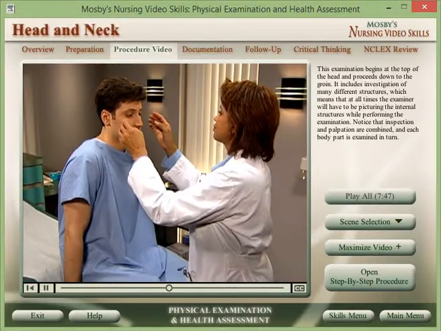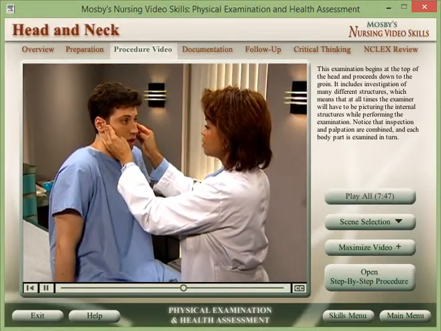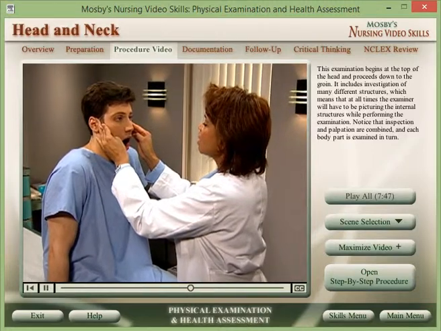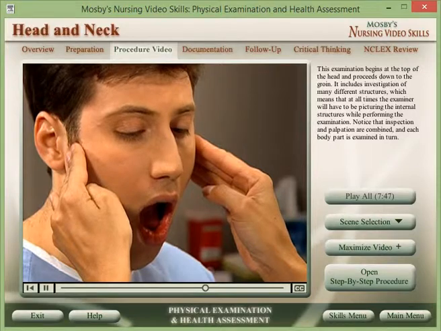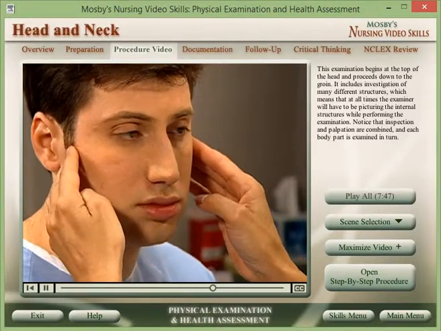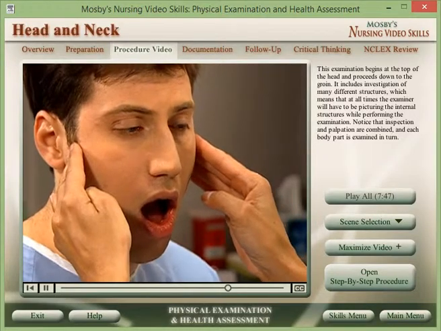Slide your fingers down to the temporomandibular joint space in front of the tragus. As the patient opens his mouth, gently palpate the joint space. The joint should move smoothly, without limitation, tenderness, pain, crepitus, locking, or popping.